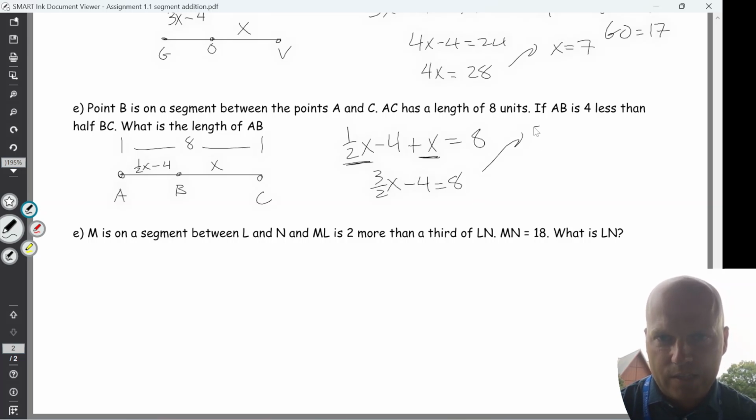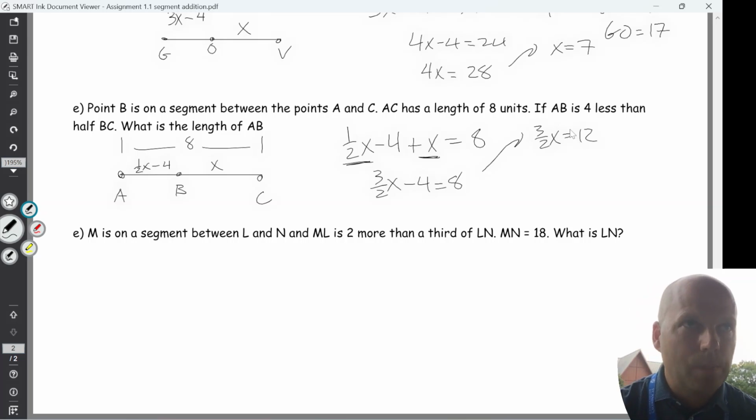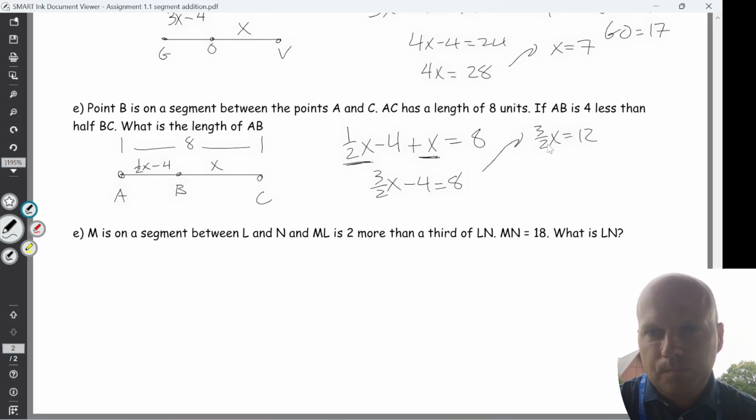Add 4 to both sides. 3/2 of an x equals 12. 3/2 of a number equals 12. What's the number? Well, we could divide by 3/2. 12 divided by 3/2. Dividing is the same as multiplying by a reciprocal. So turns out if I find 2/3 of 12, I will reveal the number where 3/2 of the number is 12.